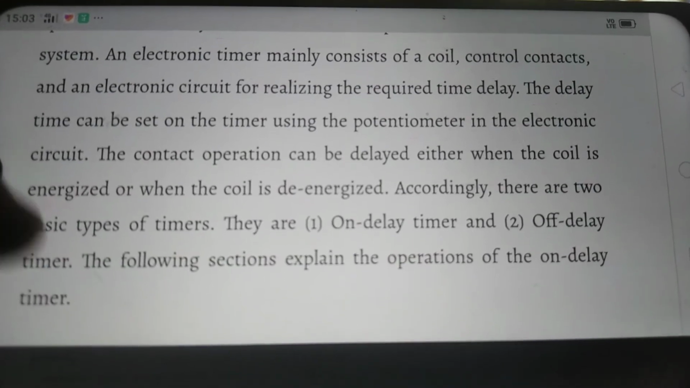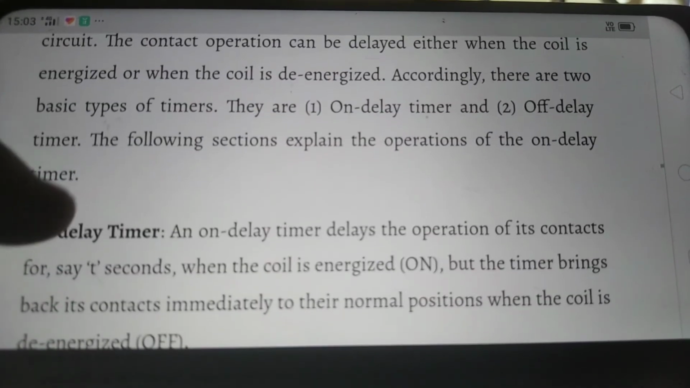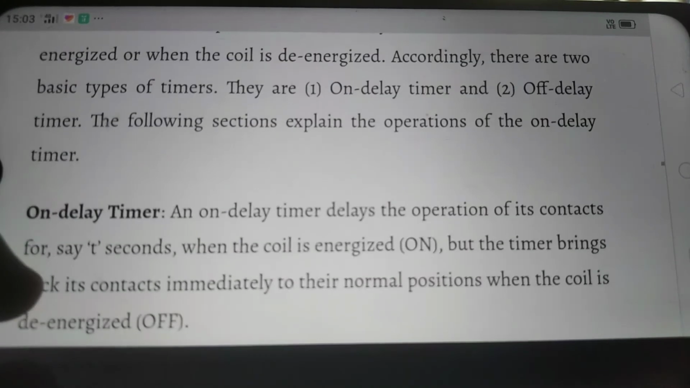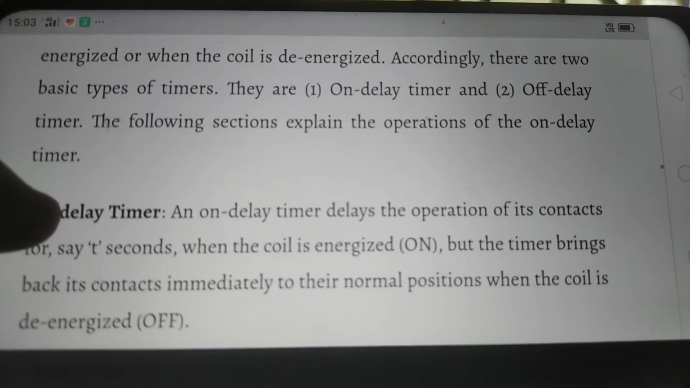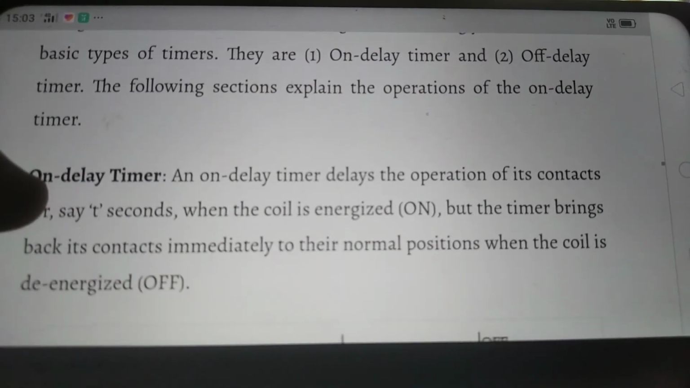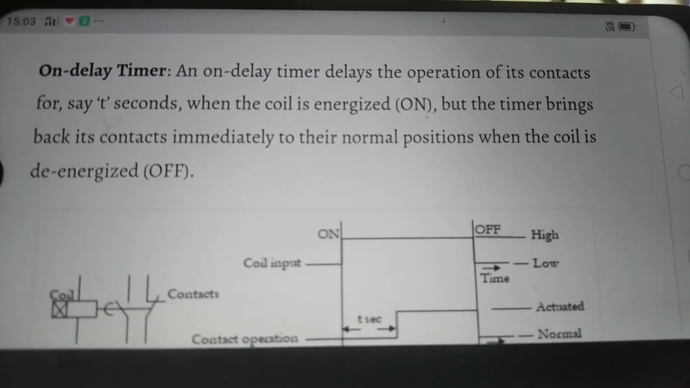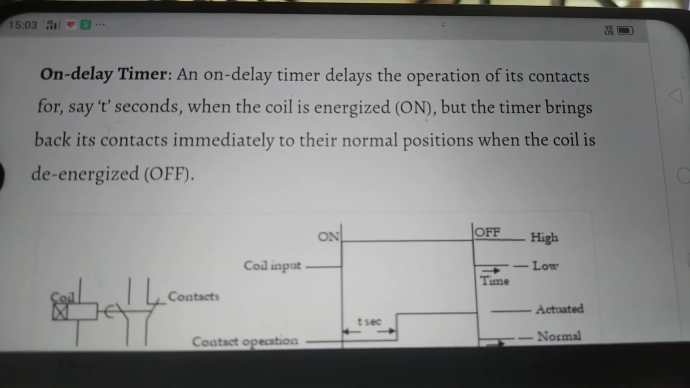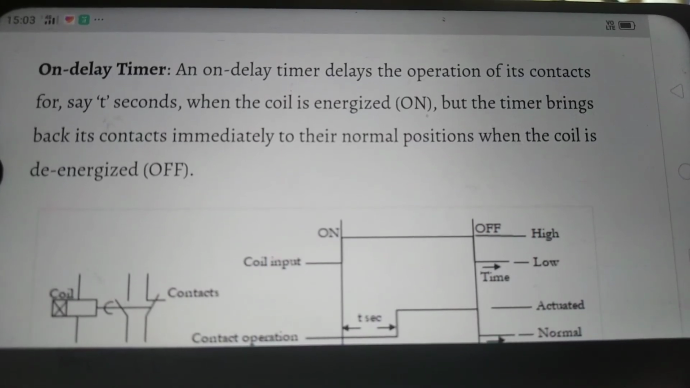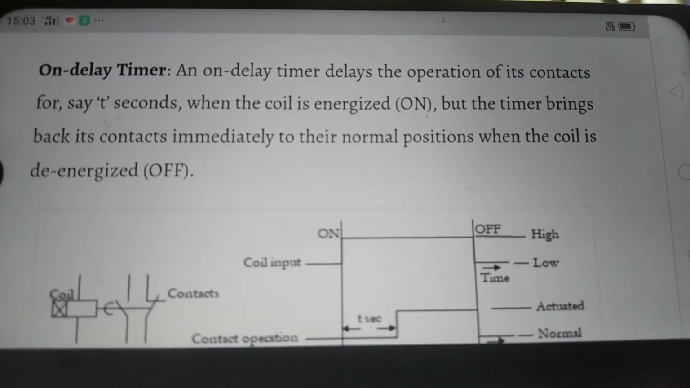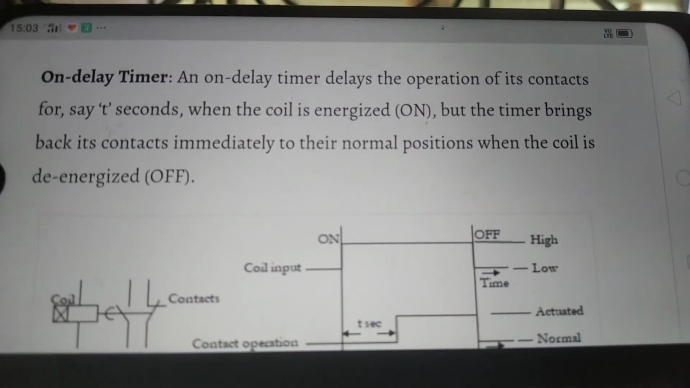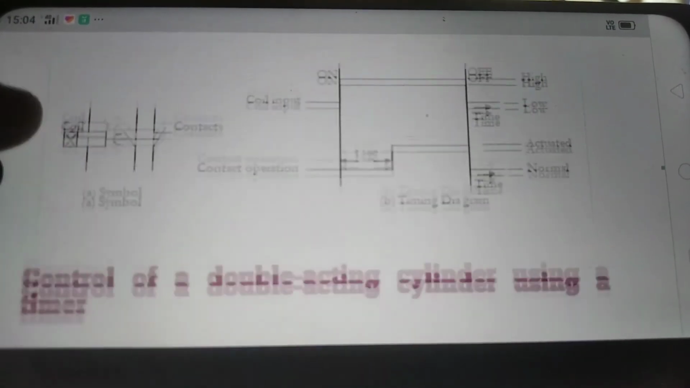The contact operation can be delayed either when the coil is energized or when the coil is de-energized. Accordingly, there are two basic types of timers: on delay timer and off delay timer. The on delay timer delays the operation of its contacts for t seconds while the coil is energized, but the timer brings contacts back immediately to their normal positions when the coil is de-energized.